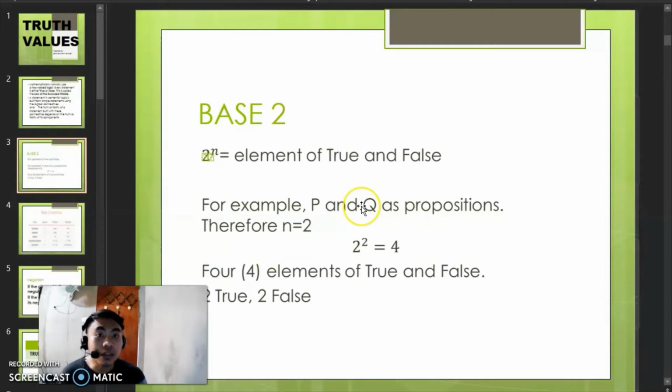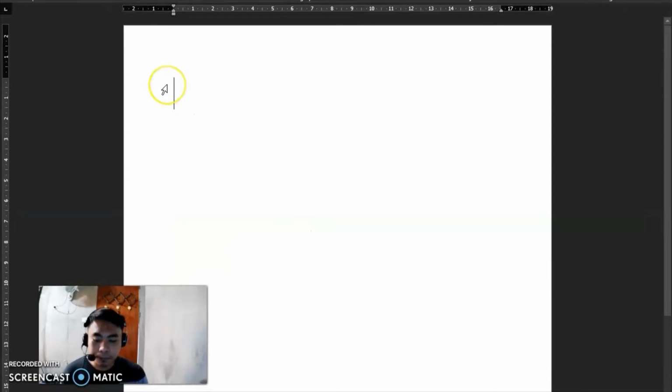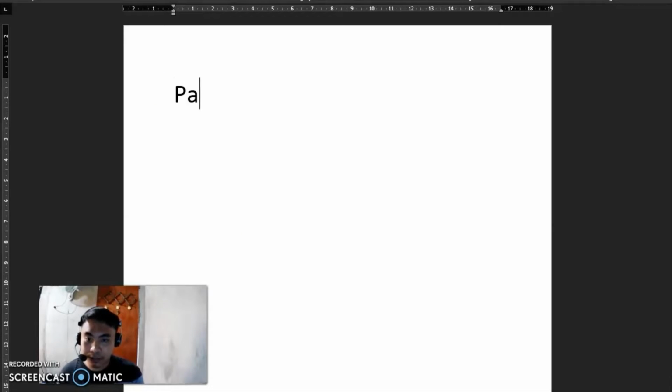To identify the value of n, that is the number of letters na given sa ating proposition. Diba kapag nilagay natin yung P and Q into proposition, ang kalalabasan niya ay ganito, P and Q.